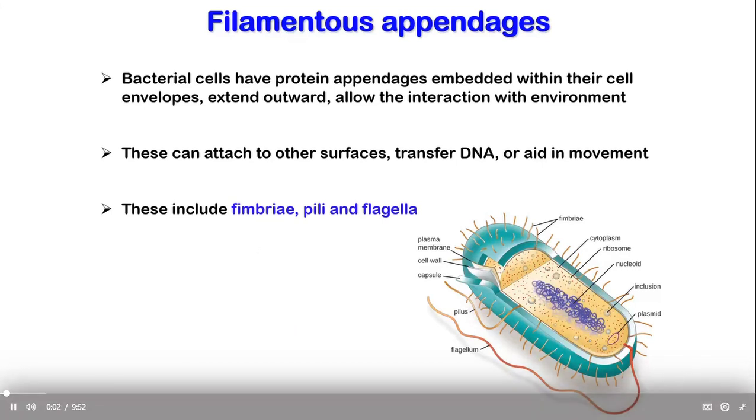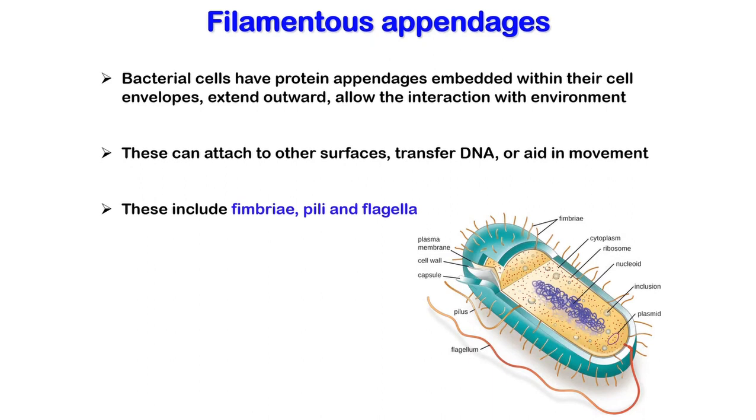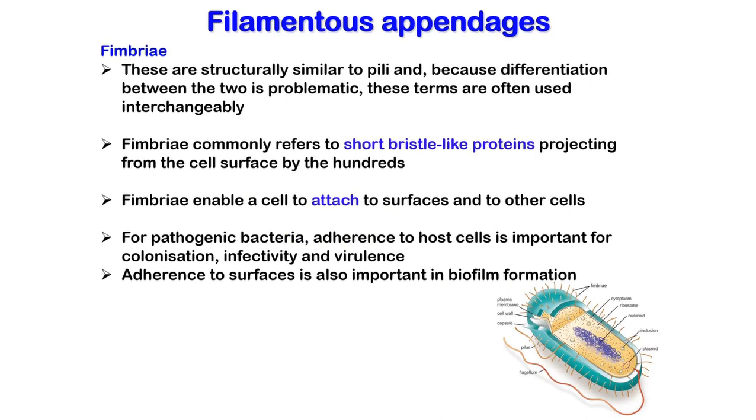Okay, so as we discussed earlier in the lecture, bacteria have different protein appendages which allow them to interact with the environment. And these include fimbriae, pili, and flagella. So fimbriae are short bristle-like fibers on the surface of bacteria and are usually present in the hundreds. They're useful for adherence to other cells, and they're also involved in biofilm formation. So biofilms are colonies of bacteria embedded in an extracellular matrix and attached to a surface.